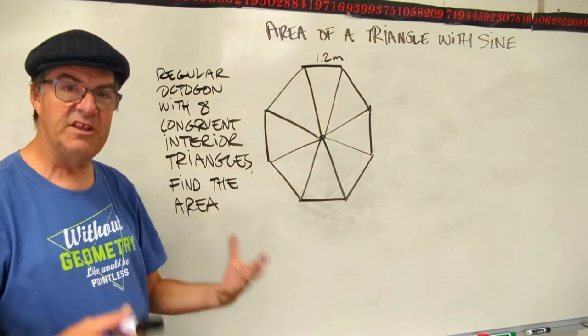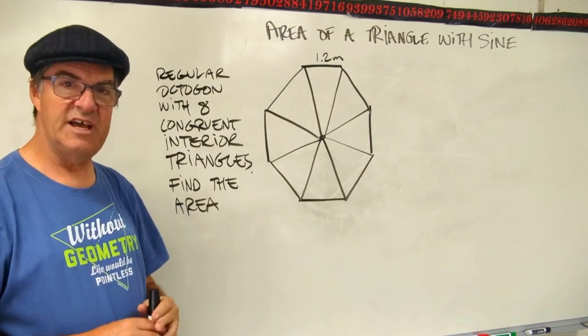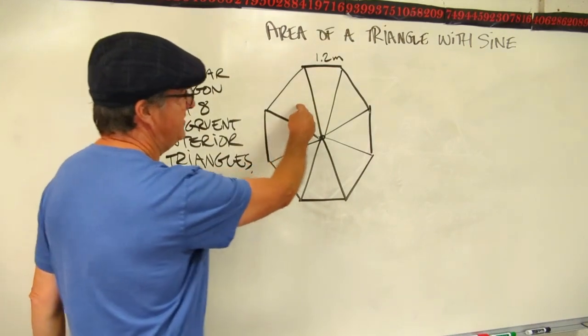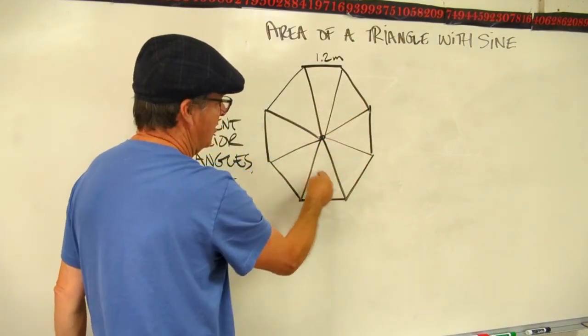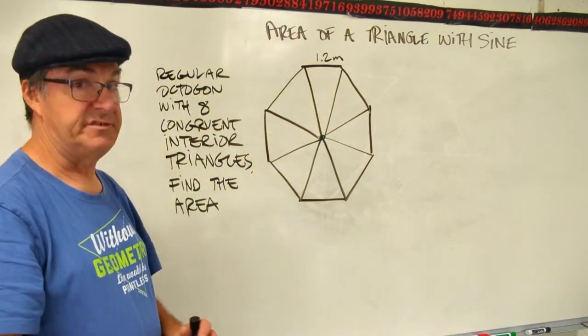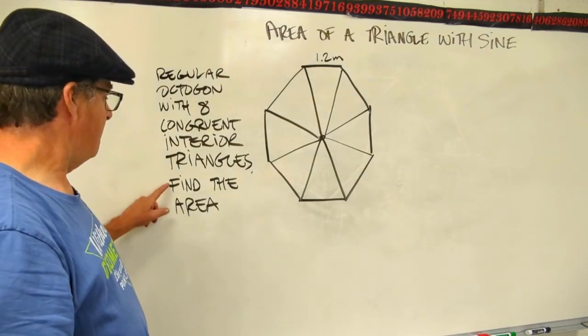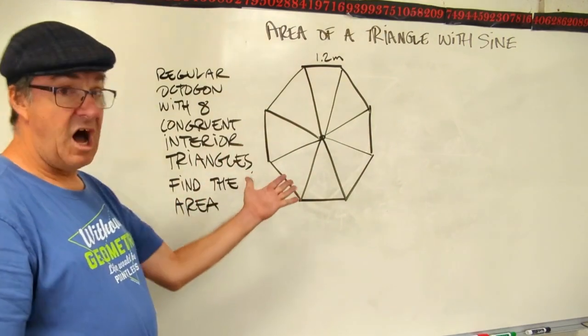So when you have a regular geometric figure and you start slicing it up, you get congruent interior figures. So what that means is that all these triangles are the same. Same dimensions, same area. Okay, remember that. Find the area of the octagon.